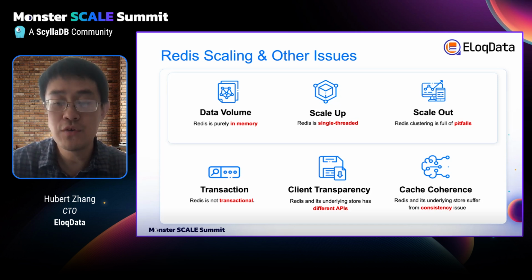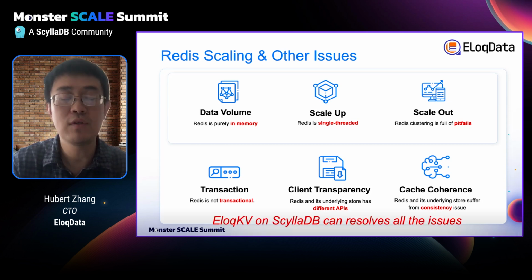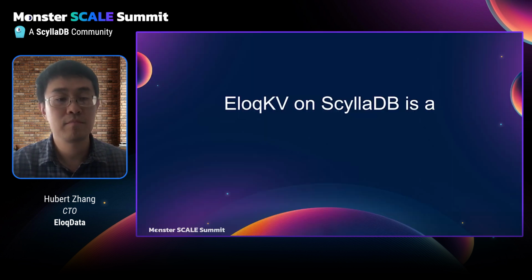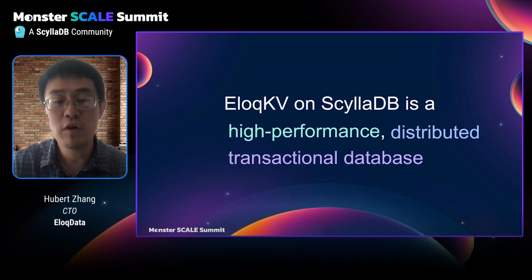For example, you use MySQL to persist your data and use Redis as a cache. So when you double write to MySQL and Redis, there could be a case where one succeeds and the other fails. This causes data inconsistency between MySQL and Redis. EloqKV on ScyllaDB can resolve all these issues. So what is EloqKV on ScyllaDB? It is a high-performance, distributed transaction database with a Redis API.